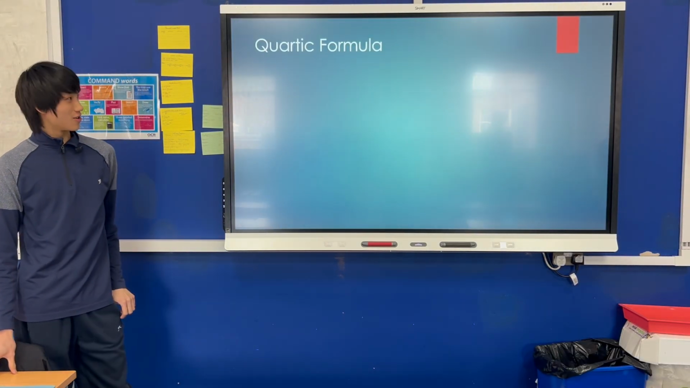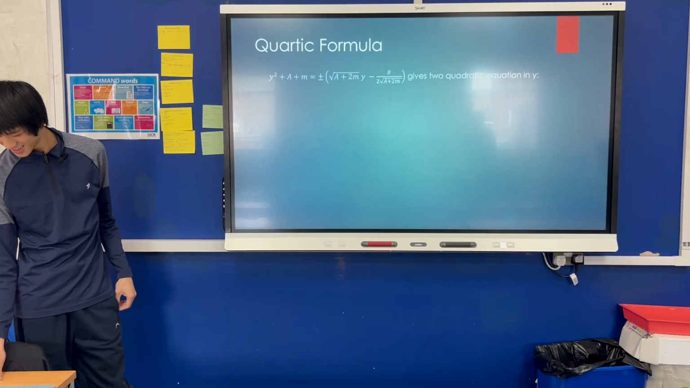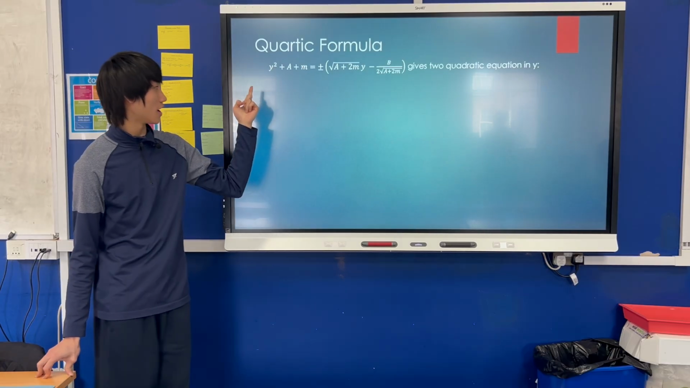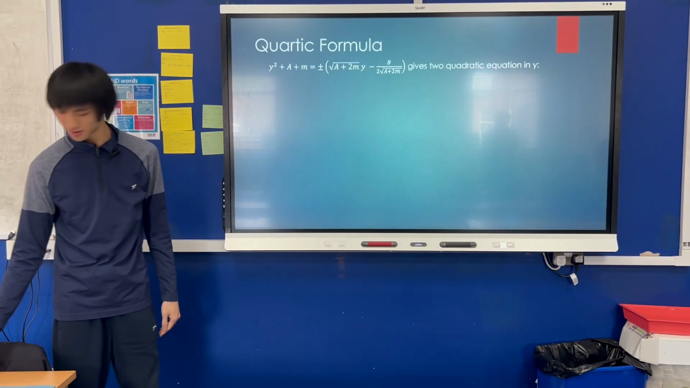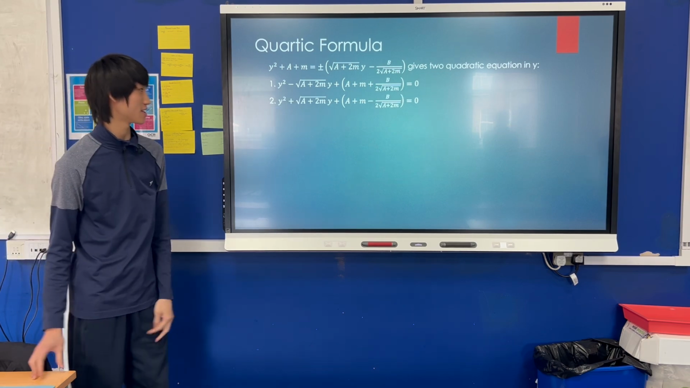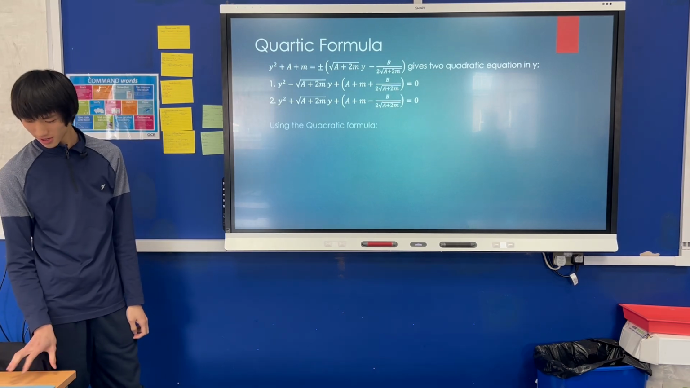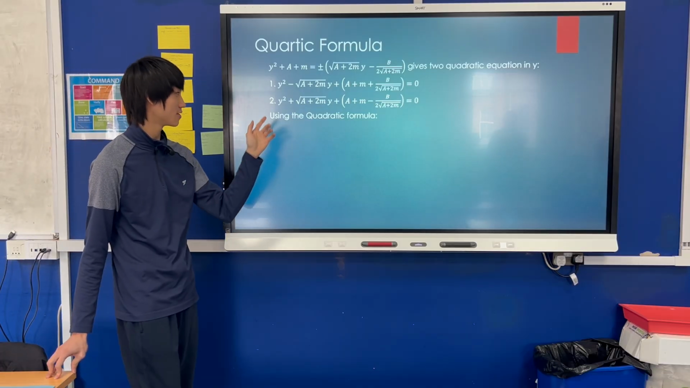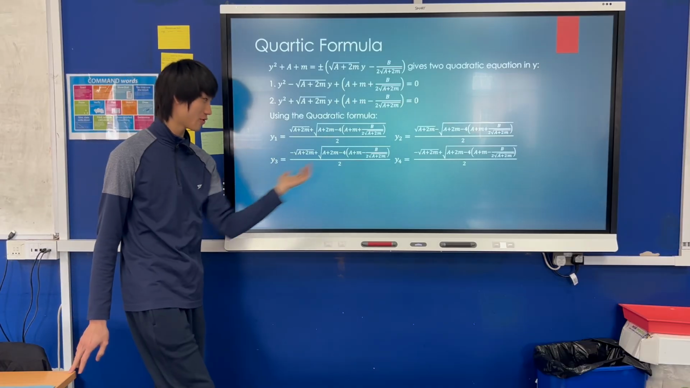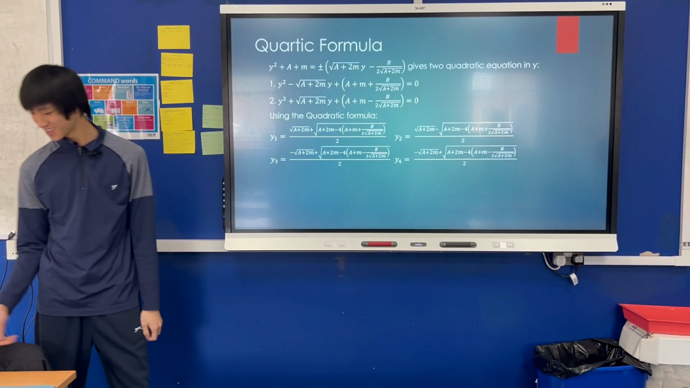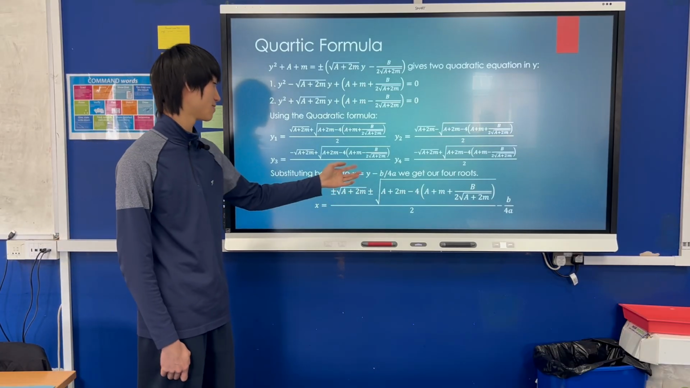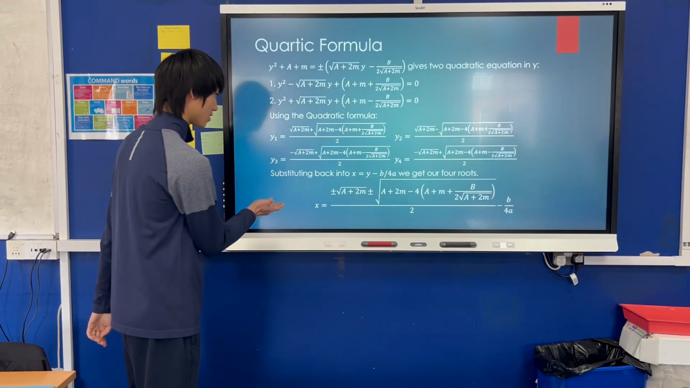So now we're going to do all the algebra right here. So this gives us two equations in y. Yeah? And the first one is this, the second one is this because it's plus or minus. We move everything to one side. Then we could use the quadratic formula once again to find what this is. So y1, y2, y3, y4 is this. Then, substituting back in x equals y minus b over 4a, we get our 4 roots like this.